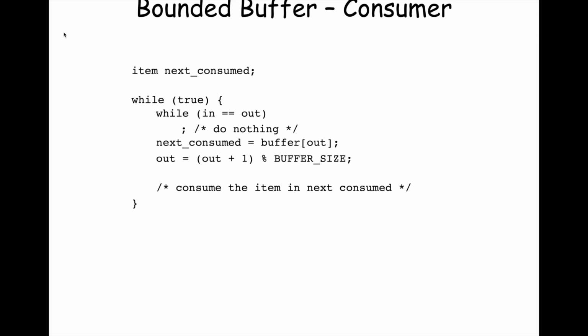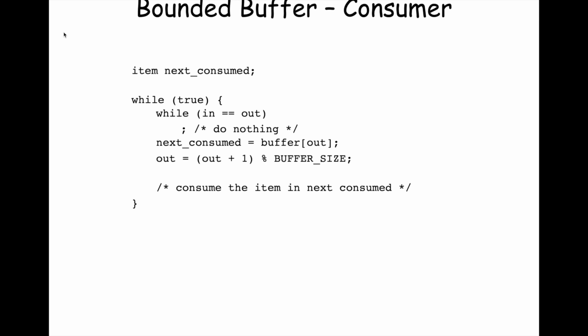And again, this isn't the best thing to do because it's a waste of CPU cycles. But at this juncture in the course, that's perfectly acceptable. Okay, so then it goes to the buffer. Once there is something for it to consume, it goes to the position marked by out, and then it takes it out of the buffer, makes a copy of it.